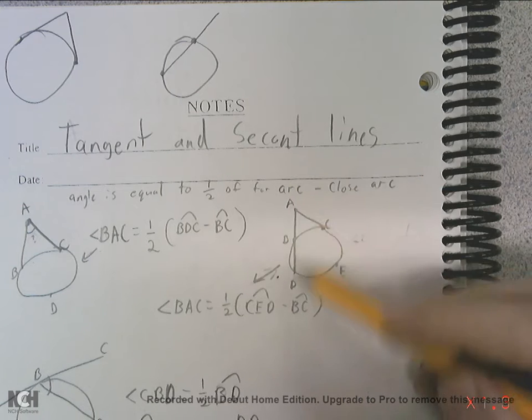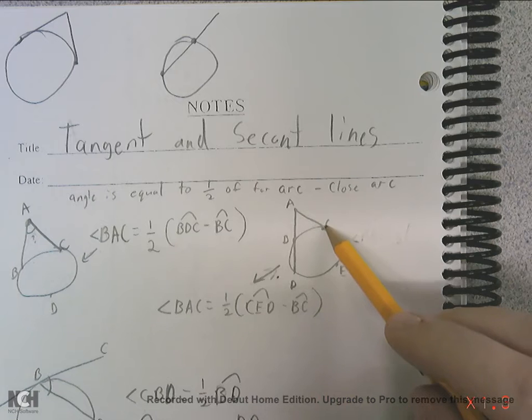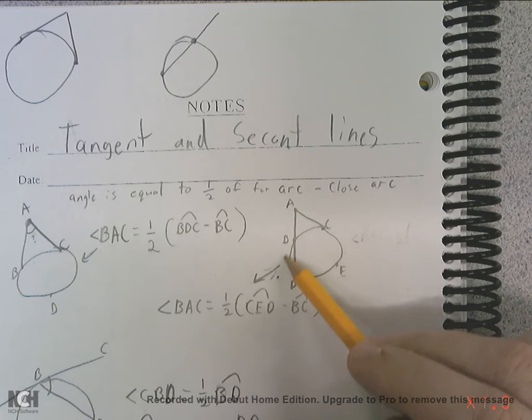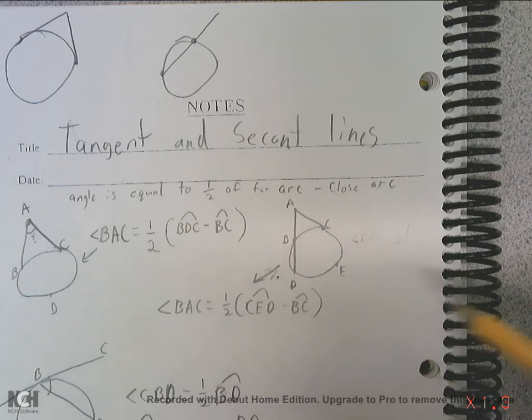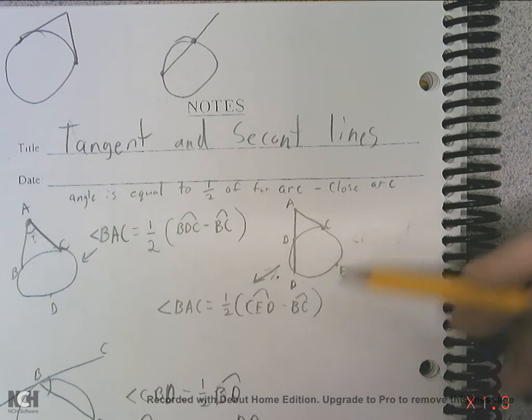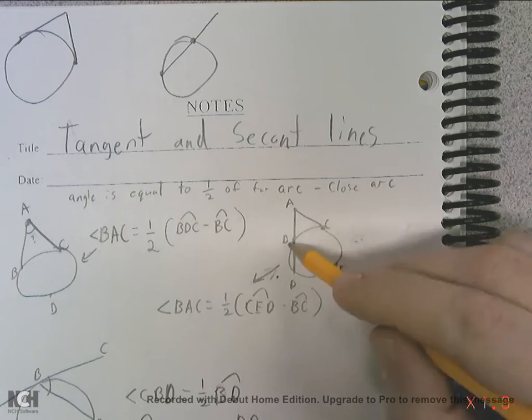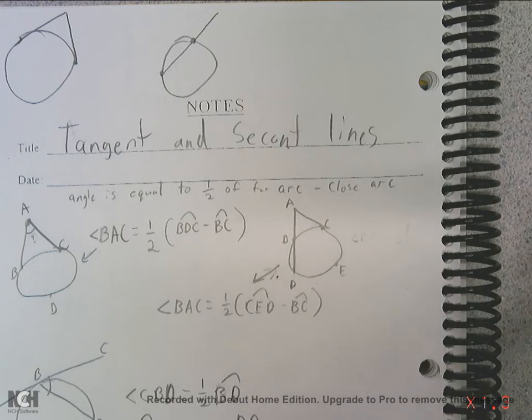Okay, so if they were both secant lines, we'd have the far arc minus this near arc. But this is a secant and a tangent. So again, the far arc here would be the CED. We're not including this because this isn't part of what's been intercepted by the secant line, just over here. And then this would be the near arc BC. Okay, and I'll go through a couple examples of those in a second.